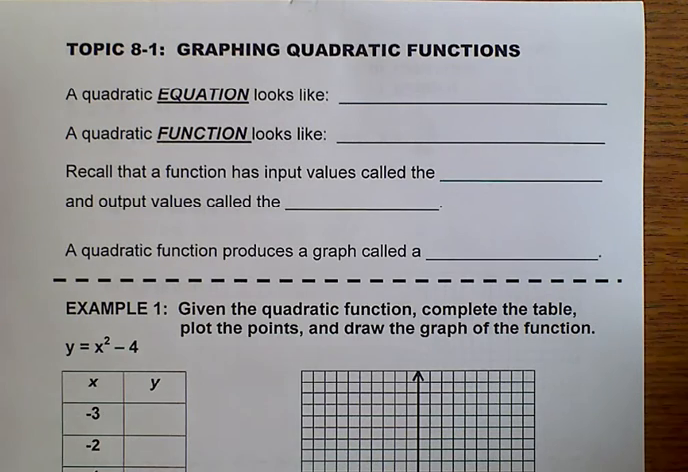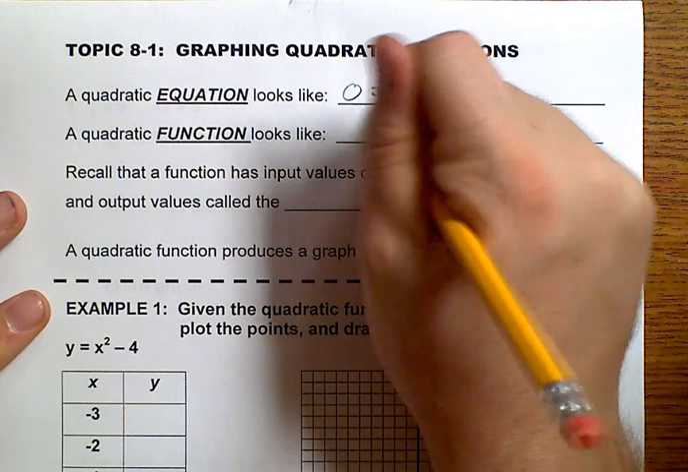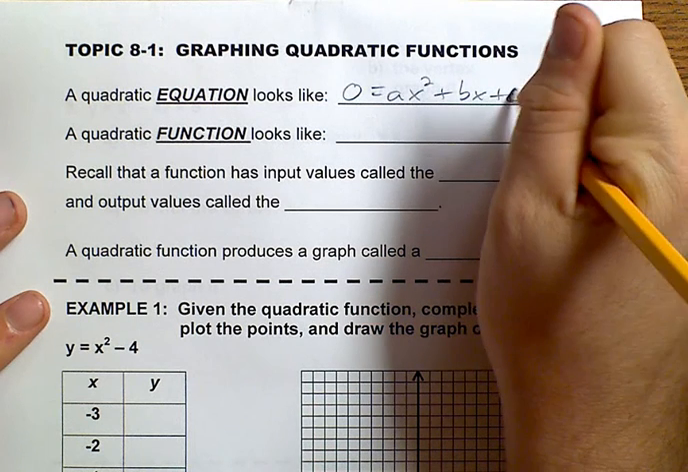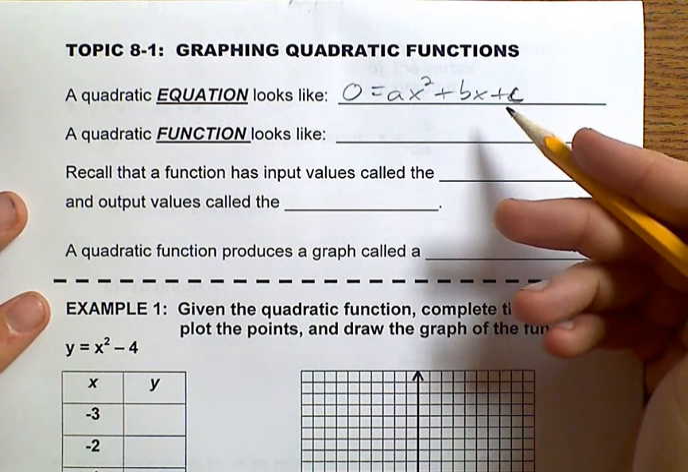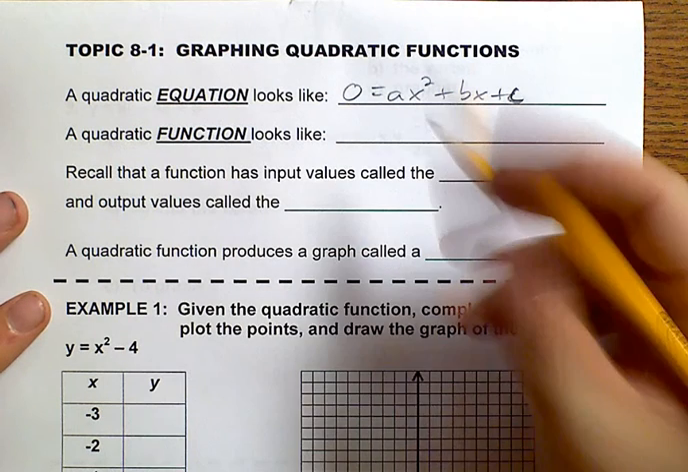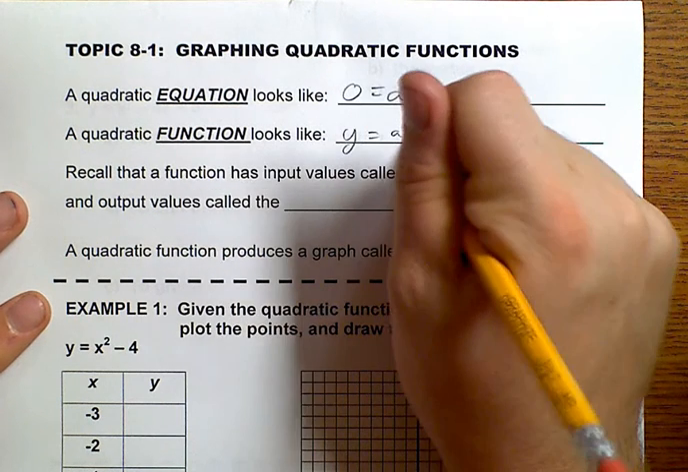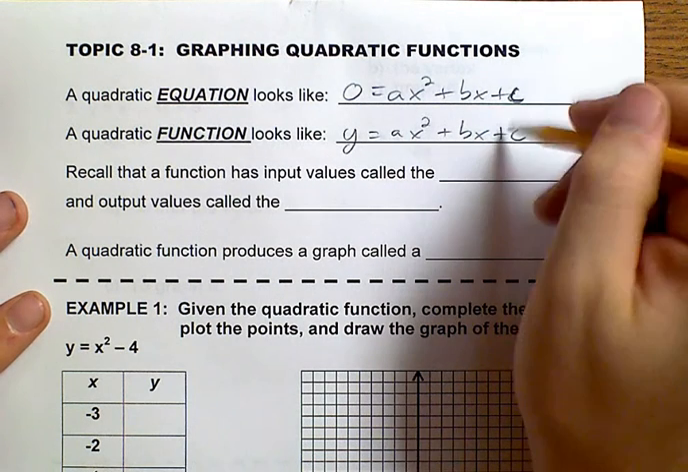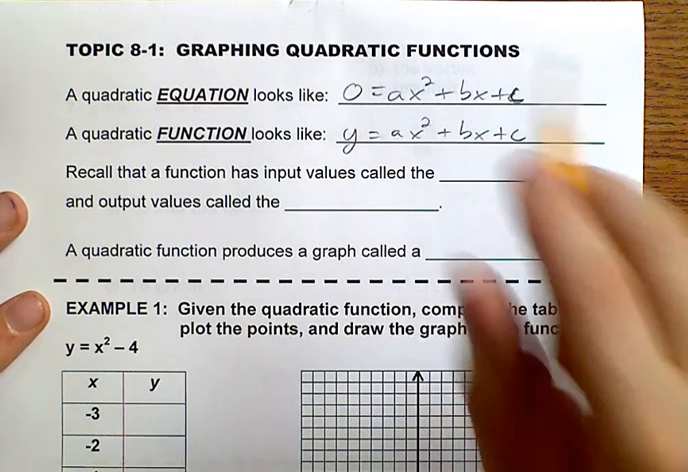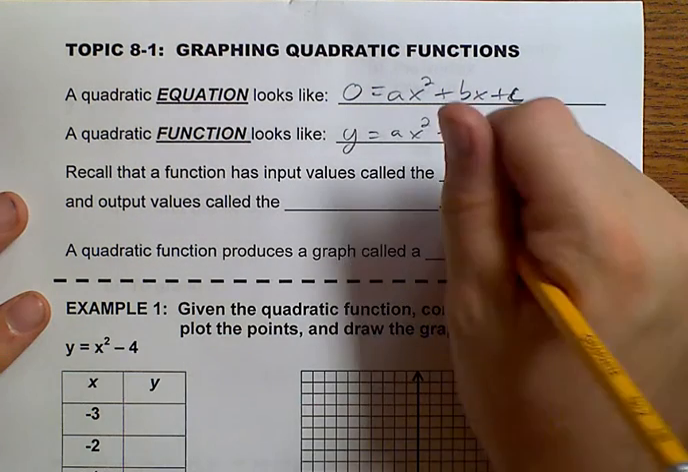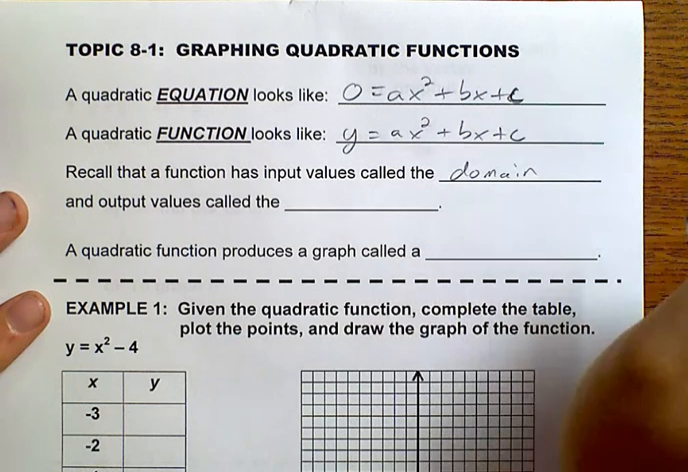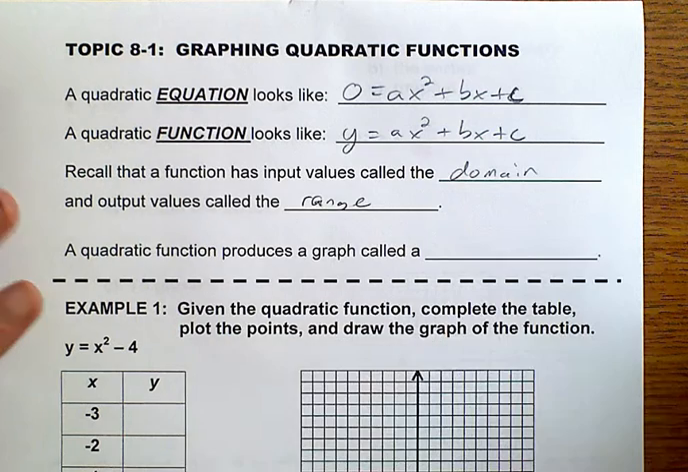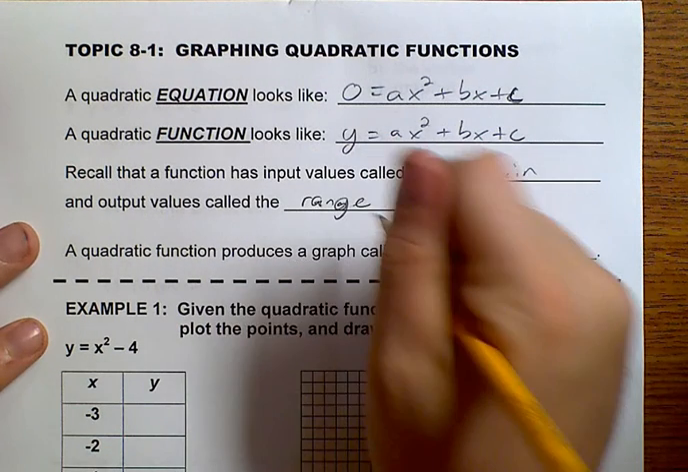A quadratic equation looks like 0 equals ax squared plus bx plus c. We used a lot of these back in Unit 7. A quadratic function looks like y equals ax squared plus bx plus c. These are the differences. So the function has input values that are called the domain and output values that are called the range. So we're going to be dealing with domain and range here.